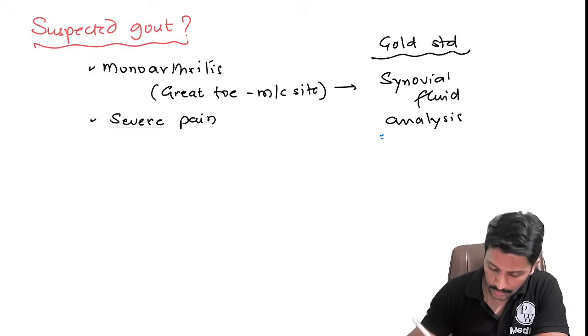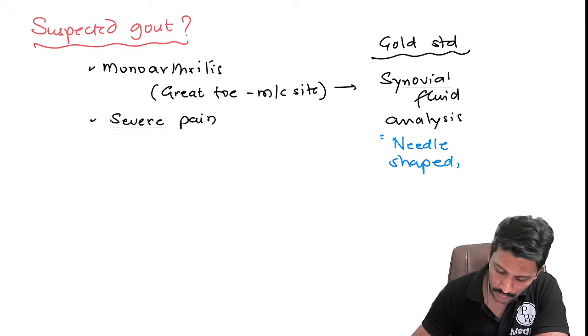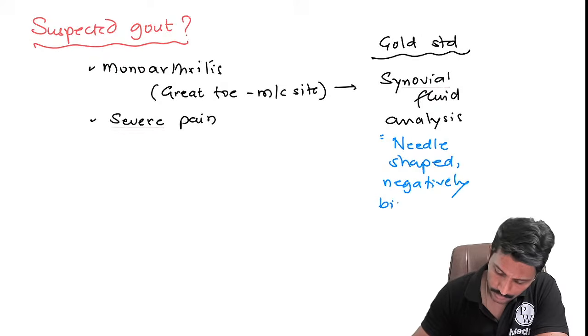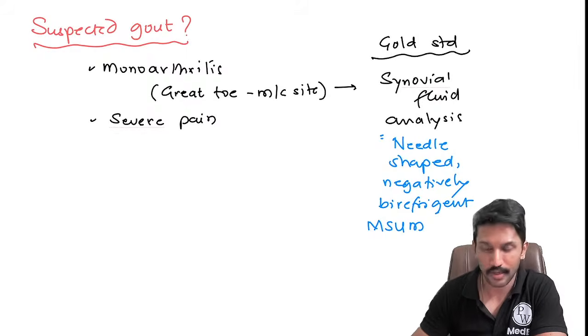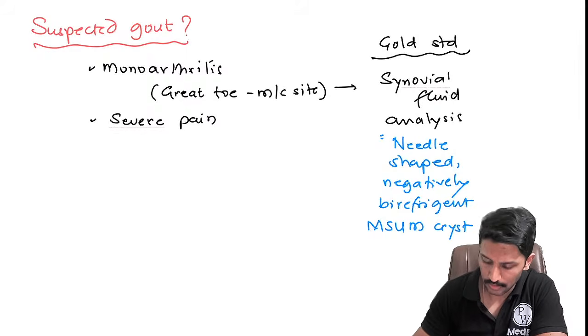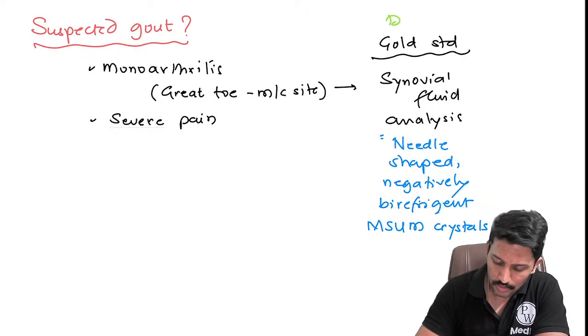The synovial fluid analysis will be looking for the needle-shaped, negatively birefringent monosodium urate monohydrate crystals. That's the gold standard for diagnosis. And once we suspect it, we establish the diagnosis.